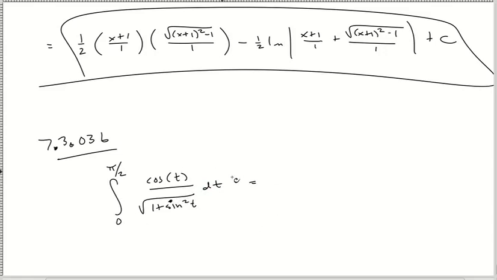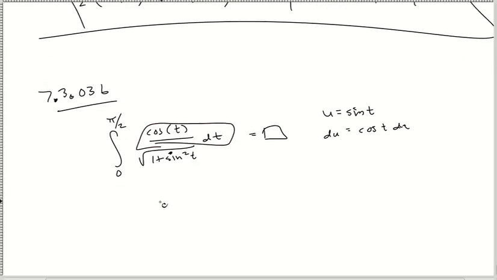Okay, so we've got a lot of stuff here. What's going on? I'm just going to try to set this up as best I can. What if I said u is equal to my sine of t? So then I've got, and this is just boxed, du would then be cosine of t dt. And you can see that directly right here without having to worry. So I've got t equal to 0 to t equal to pi over 2 of now du over the square root of 1 plus u squared.